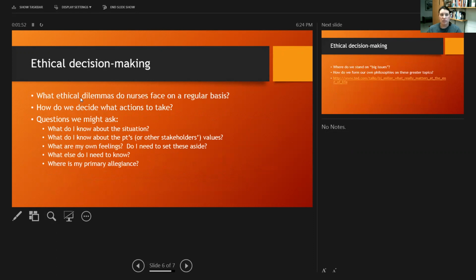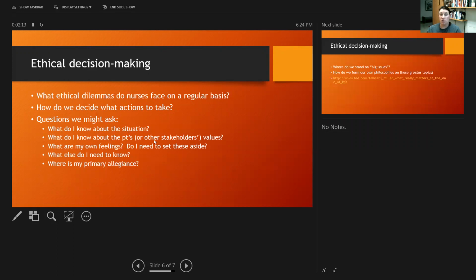And our ethical decision-making model. What ethical dilemmas do nurses face on a regular basis? How do we decide what actions to take? Here are some of the step-by-step questions that will be laid out for you in the Goshen College decision-making model. What do I know about the situation?